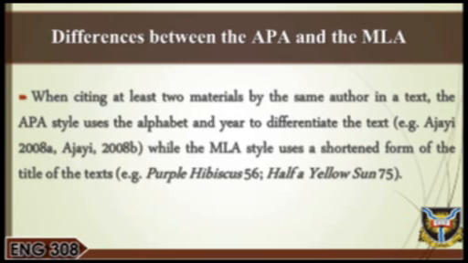3. When citing at least two materials by the same author in a text, the APA style uses the alphabet and year to differentiate the text. For example, Ajayi 2008A, Ajayi 2008B, while the MLA style uses a shortened form of the title of the text. For example, Purple Hibiscus 56, Half a Yellow Sun 75.